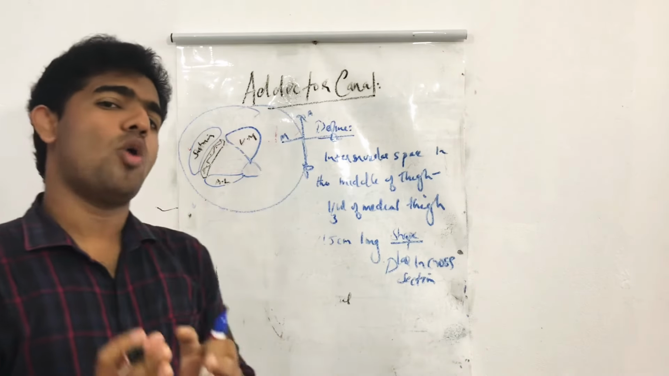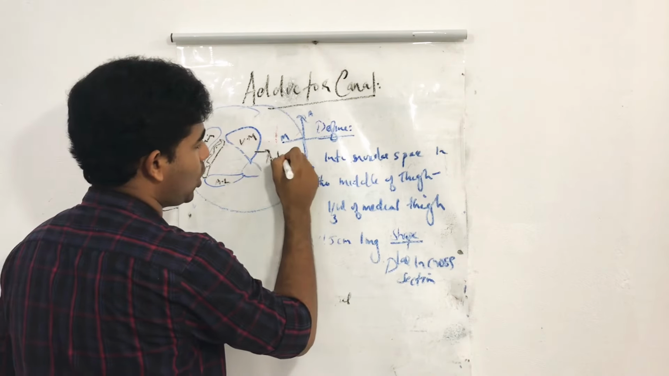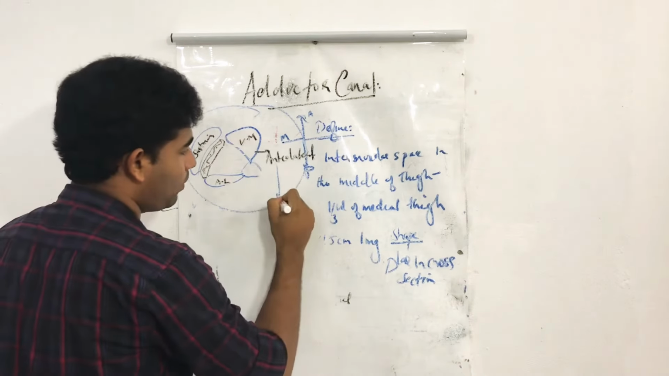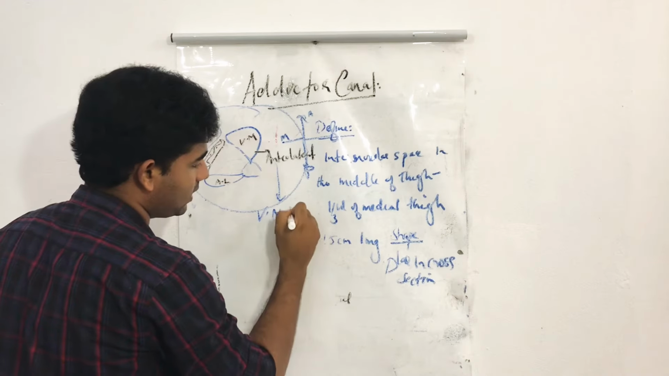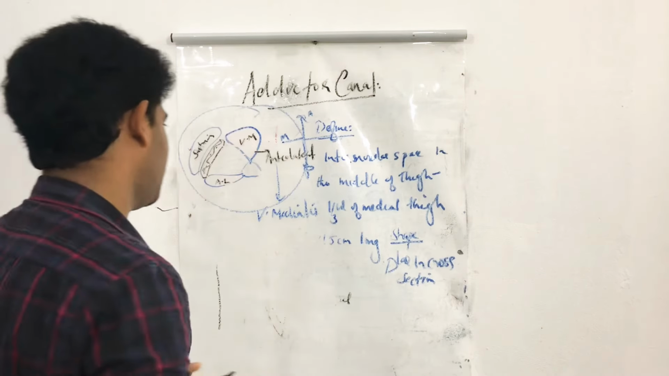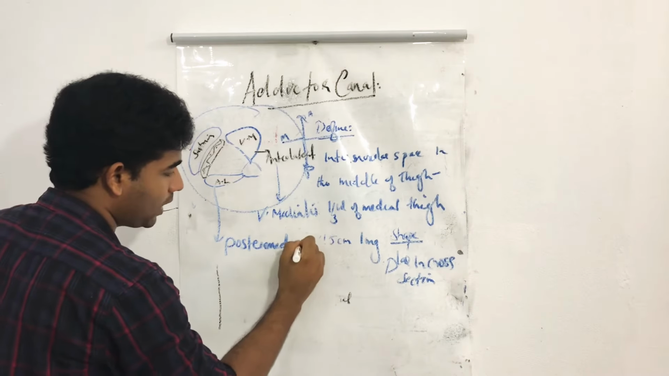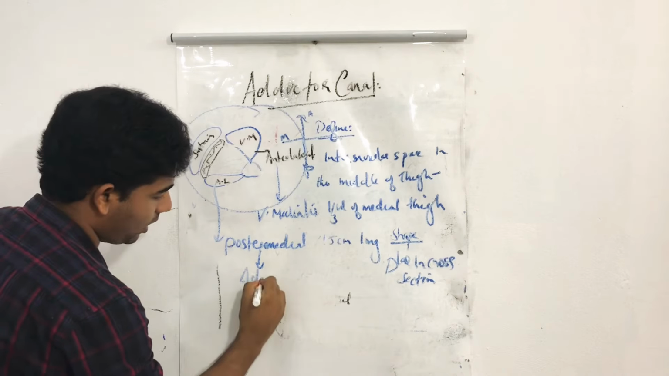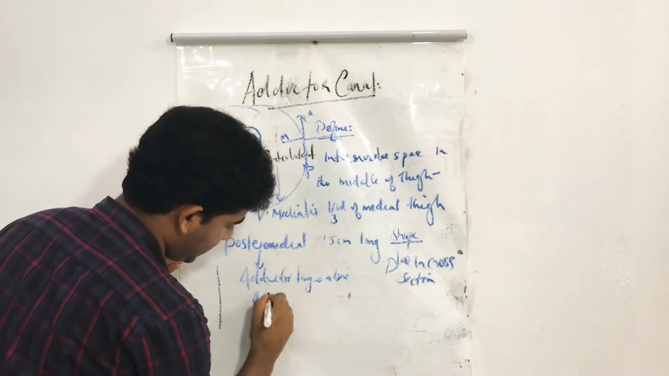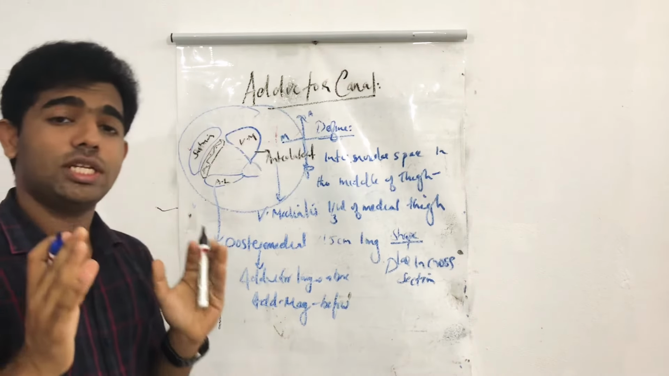Okay, now when we see the boundary of the adductor canal, we have the anterolateral boundary that is formed by the vastus medialis muscle. Then you have the posteromedial boundary that is formed by adductor longus above and adductor magnus below. That forms the posteromedial boundary.